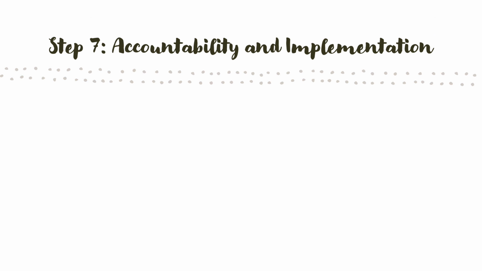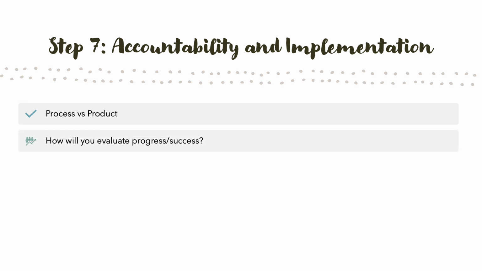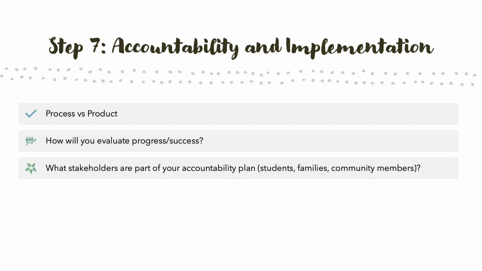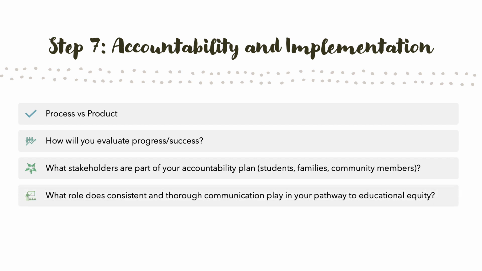Our final step, Step 7, is accountability and implementation. As a reminder, the process can be just as important as the outcome. Other questions to guide your work in Step 7 are: how will you evaluate progress or success? What stakeholders are part of your accountability plan? Are they students, families, community members? What role does consistent and thorough communication play in your pathway to educational equity?